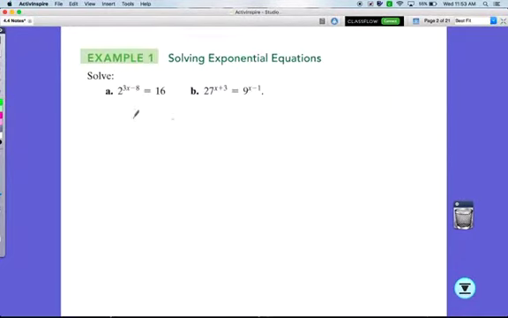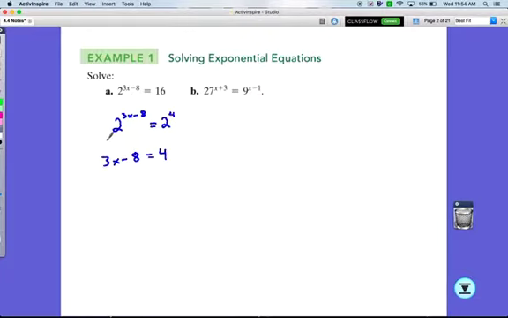On example 1, I've got 2 to the 3x minus 8 is equal to 16. Now I can rewrite that 16, since that is a power of 2, as 2 to that power. So that's 2 to the 4th. 2 times 2 is 4, times another 2 is 8, times a fourth 2 is 16. So I can rewrite that with the same base, and once I have the same base, I can drop the base and just say the exponents are equal. 3x minus 8 is equal to 4. And now I can solve for that x.